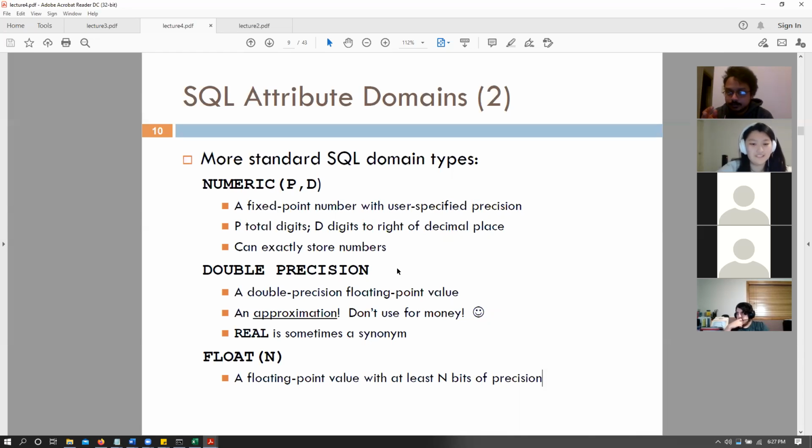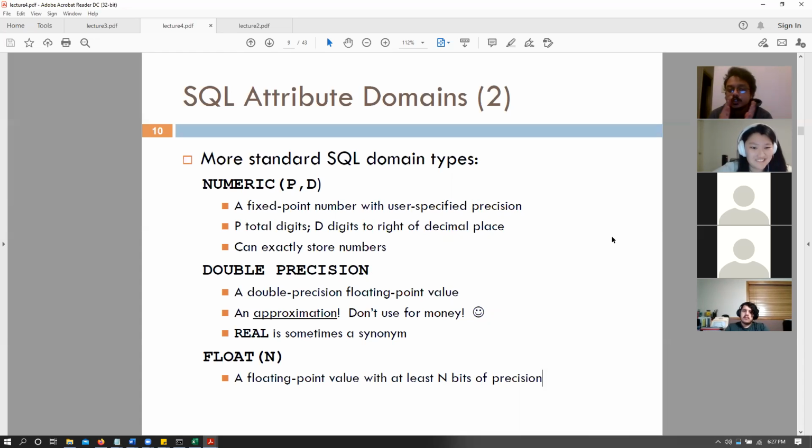That makes sense. Kind of makes sense. I still get confused between float and numeric.